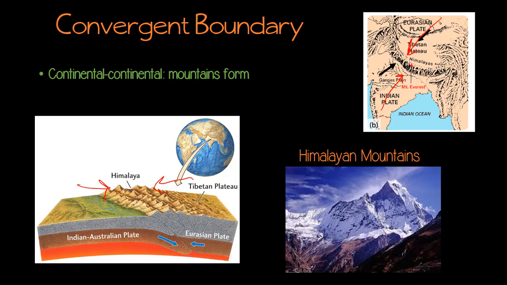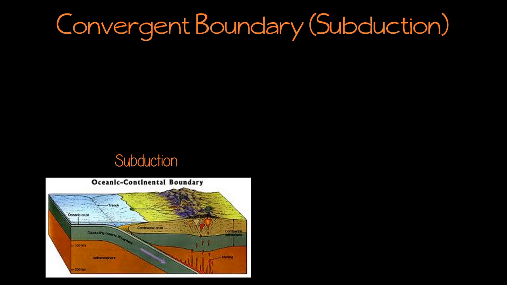Another type of convergent boundary happens when a continental and an oceanic plate push together. And in this case, the oceanic crust, which is thinner and more dense, sinks, just like our density rule. It sinks down and it gets pushed underneath the continental crust. And this is a special process. It's a convergent boundary, but this special process is called subduction.